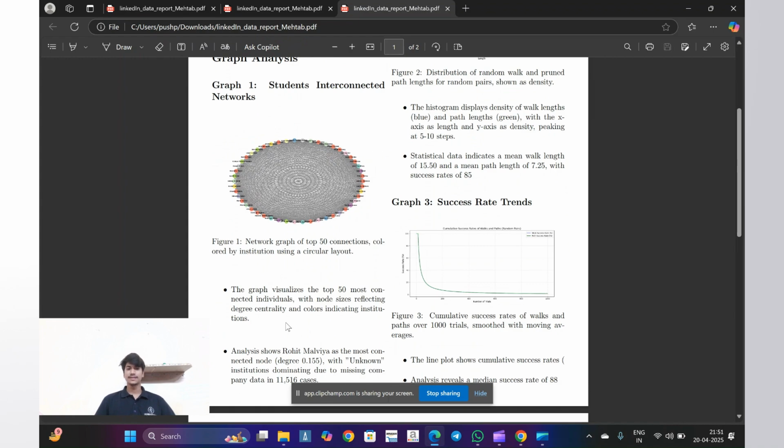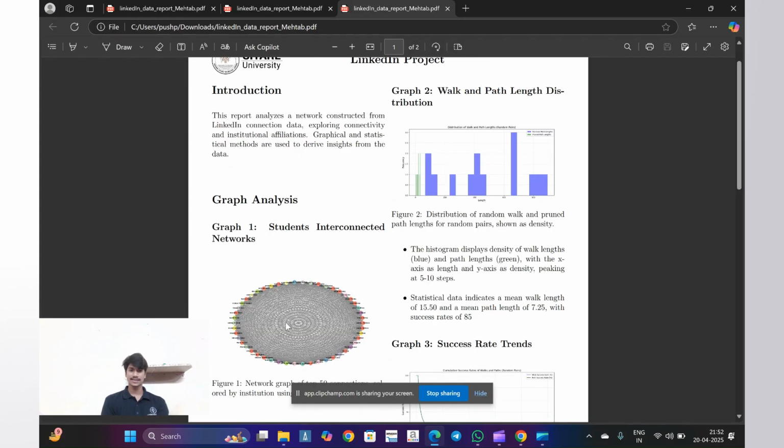We can see and analyze that Rohit Malviya is the most connected. In the second graph, we are talking about the path and length distribution. The histogram shows the density of the random walk length in blue and pruned path length in green, with the x-axis as length and the y-axis as density.